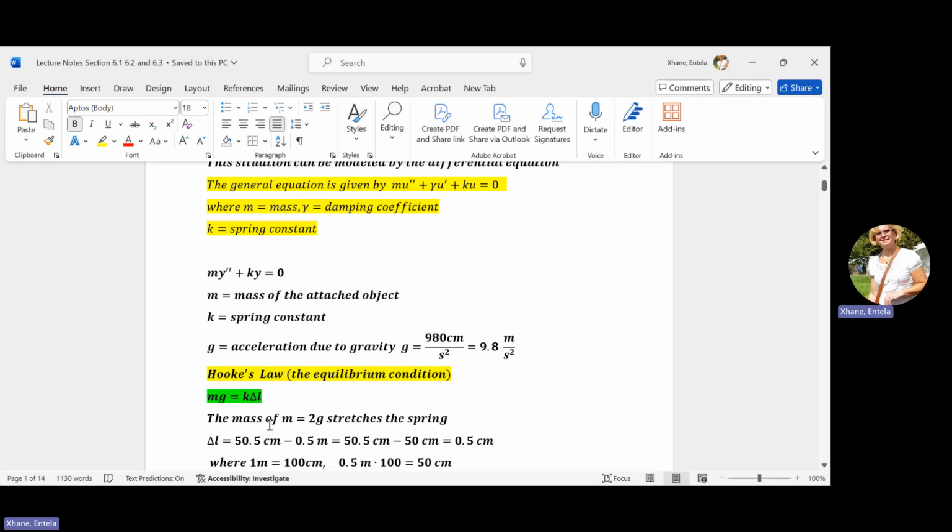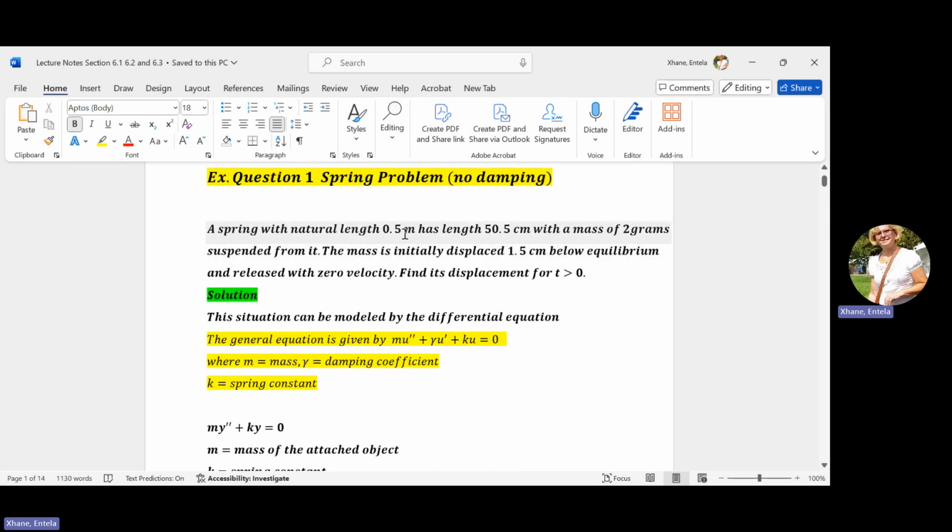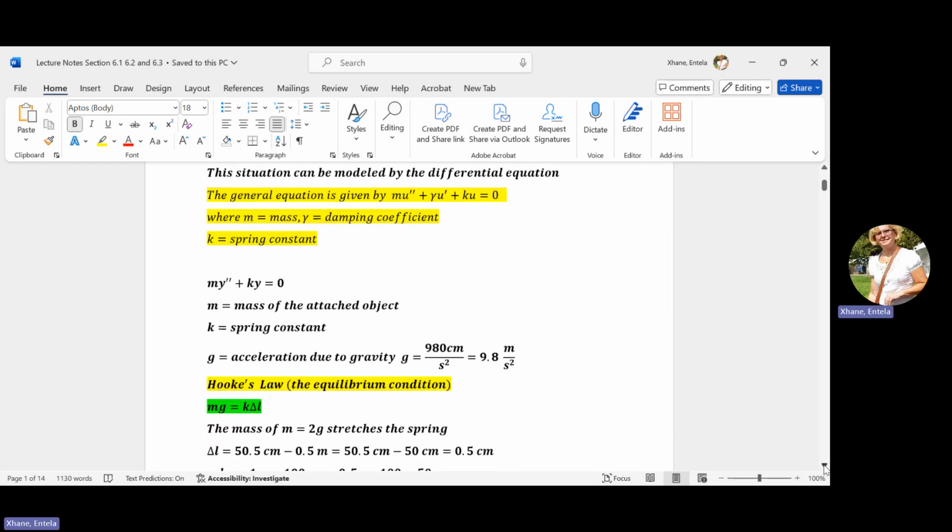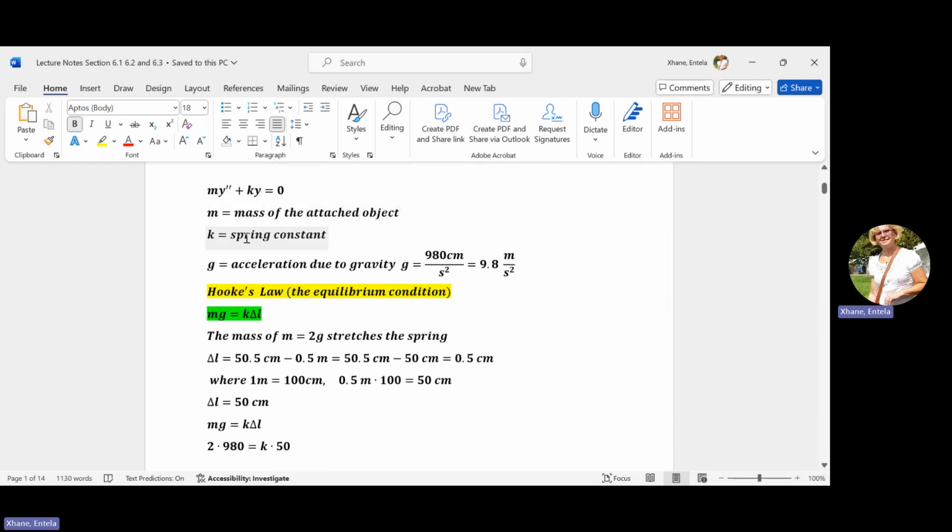It is given that the natural length of the spring is 0.5 meters. Then due to the mass of 2 grams, the length becomes 50.5 centimeters. So let's find delta L, which stands for the change of length. The difference, the change of length, which we call delta L, is going to be the difference between the new length after placing the mass of 2 grams and the natural one.